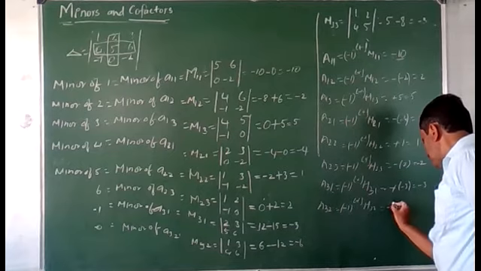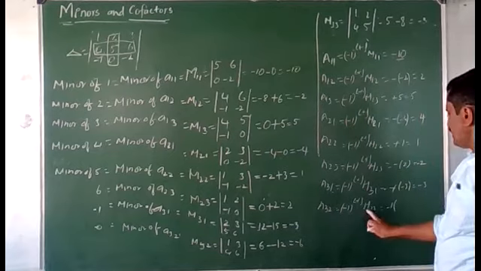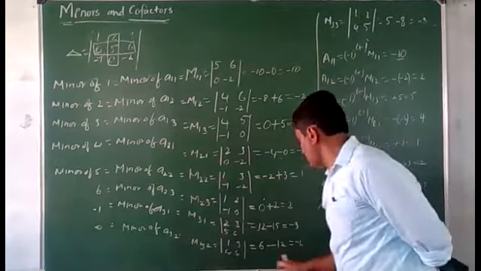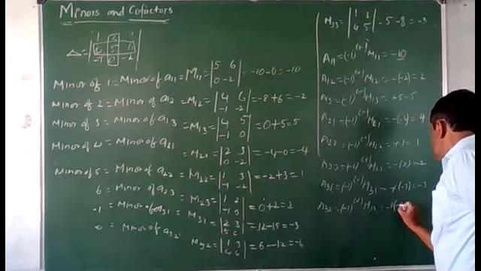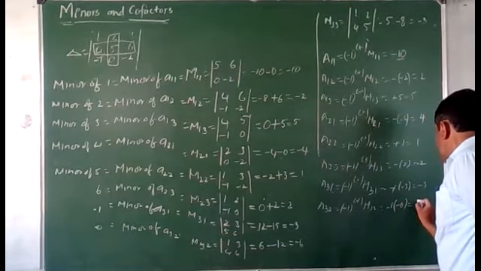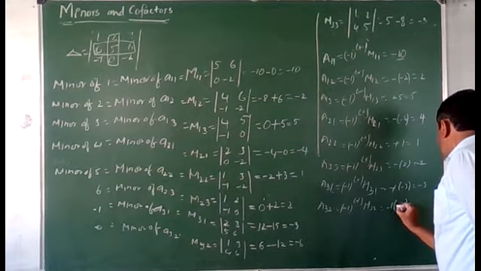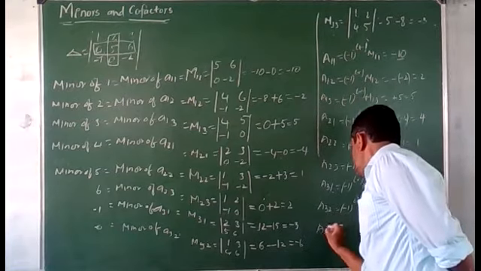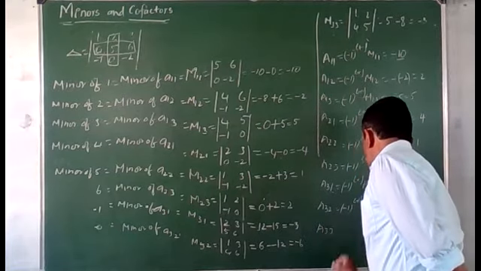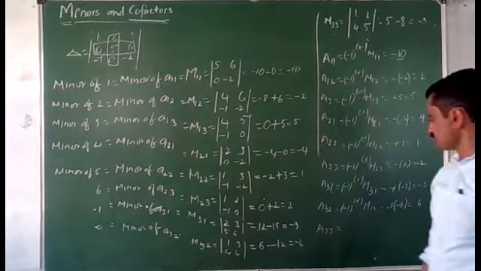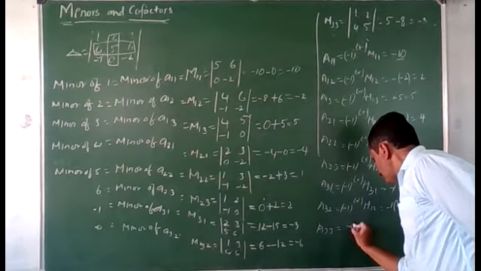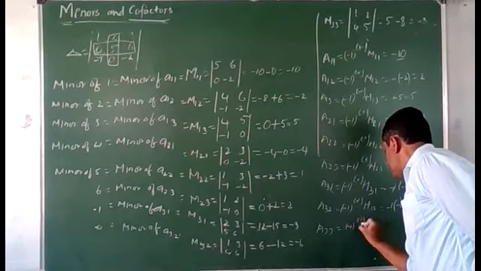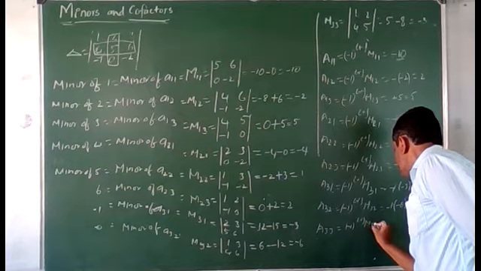Minus, that is minus 1 into m32. What is m32 we have here? It is minus 6. So again, minus into minus gives plus, 1 into 6 gives 6. Again, next element, that is a33. That is equal to minus 1 whole to the power of i plus j into m33.